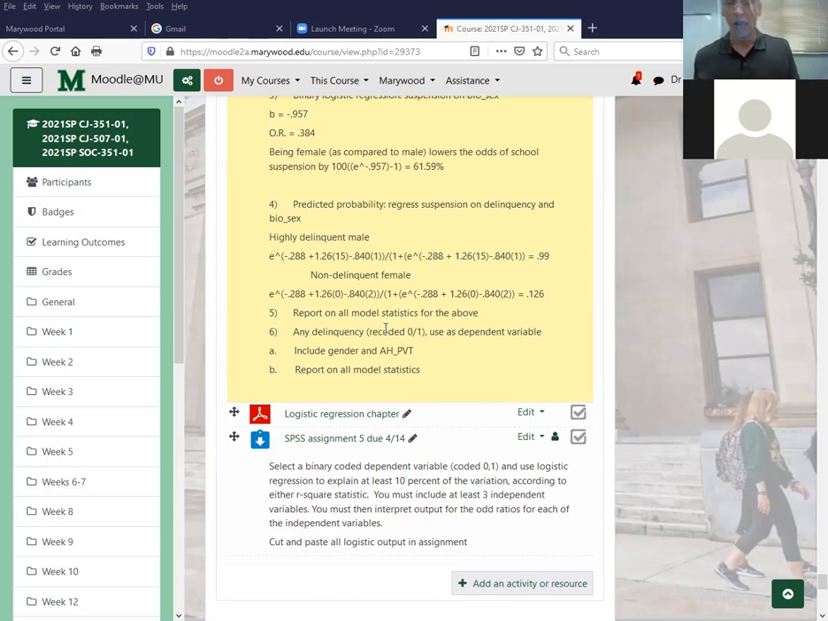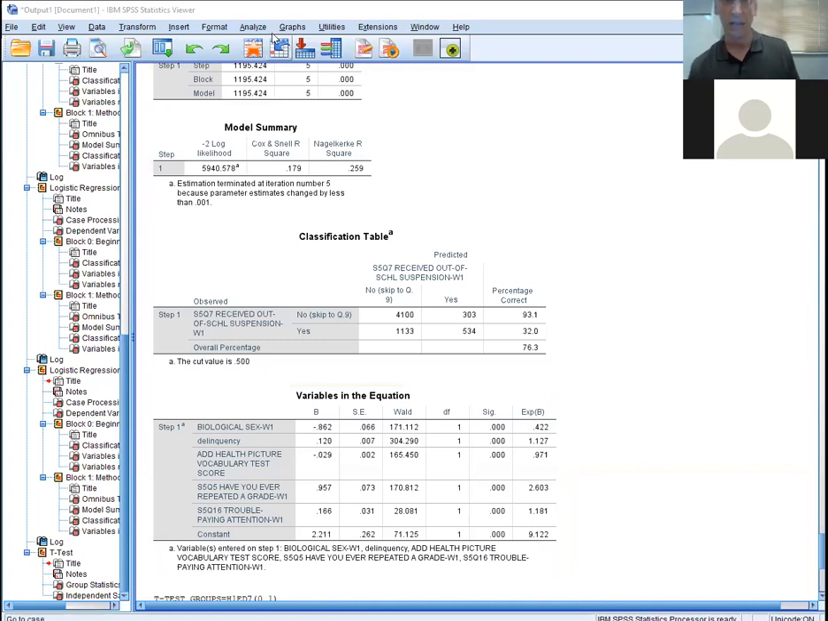I'll add in one other one in there too. I'll add in ever repeated a grade, and we'll add in a variable on trouble in school. So we'll add in all those and interpret that output for being suspended from school. Okay, so we'll do that. So how do we do that? All right, let's take a look back in SPSS.